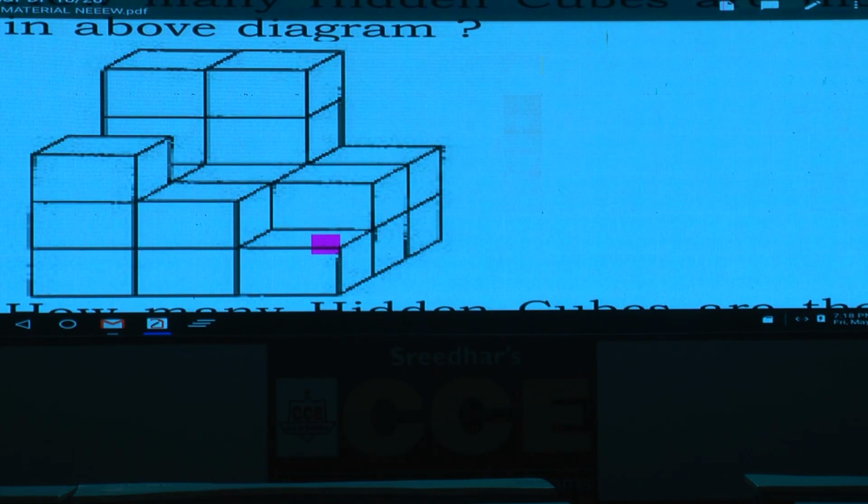Now question number 24. Done 24? Or shall I wait for some more time? In the middle, 6. Those who are working, please continue. Do not rush those who are working.